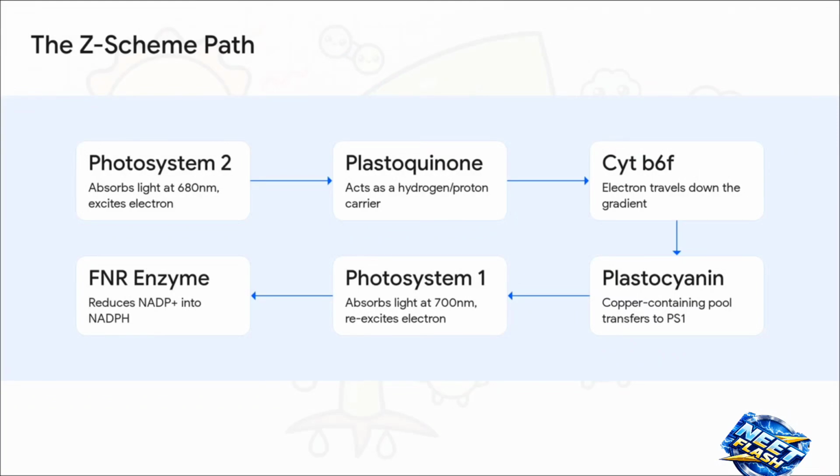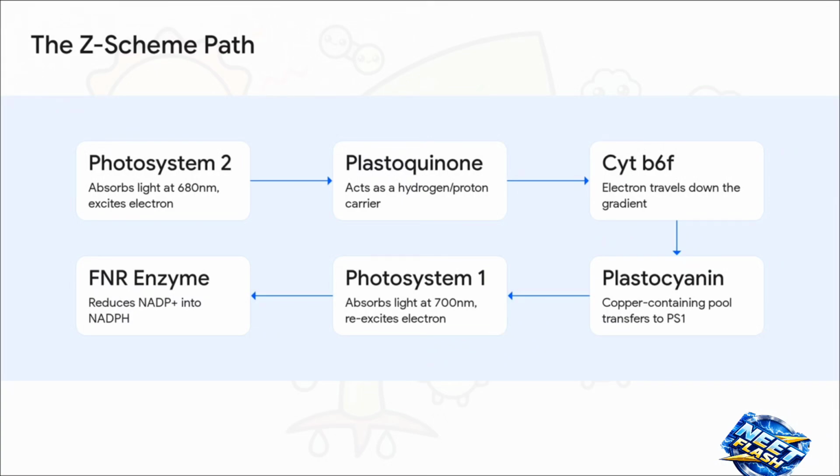All right, let's track the exact sequence of the Z-scheme. The journey kicks off at photosystem 2, or PS2, which absorbs light optimally at 680 nanometers. The light excites an electron, practically launching it upward to the primary acceptor, pheophytin. From there, it moves to plastiquinone, or PQ. Now, here is a massive tip straight from the source material.